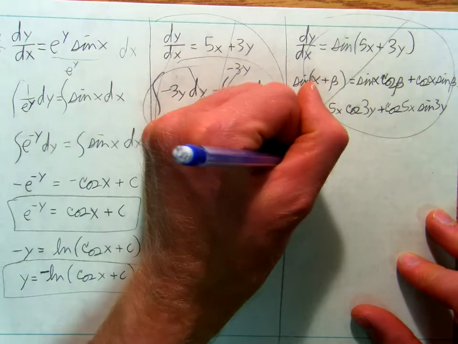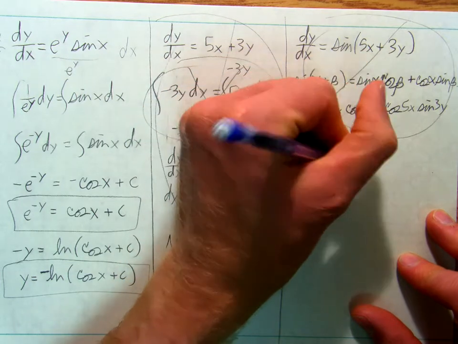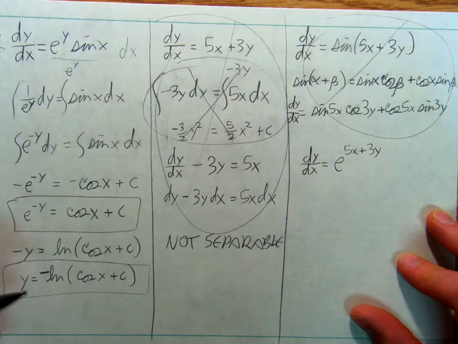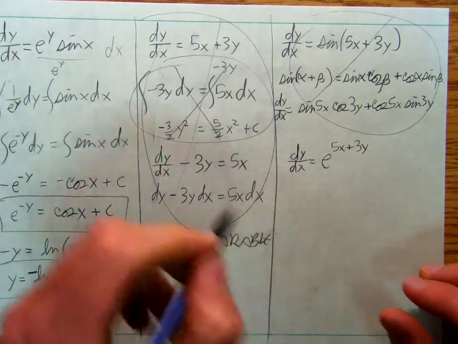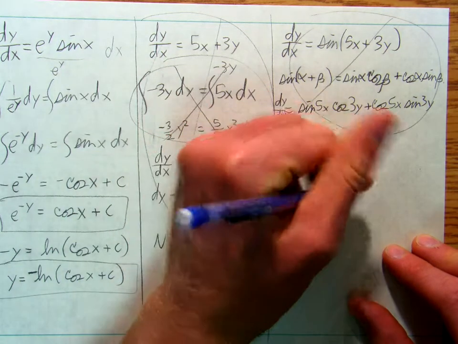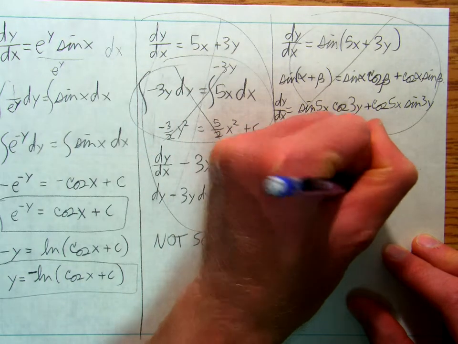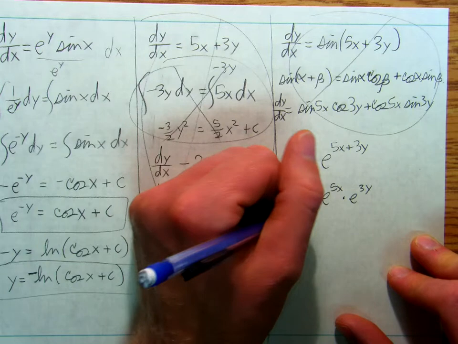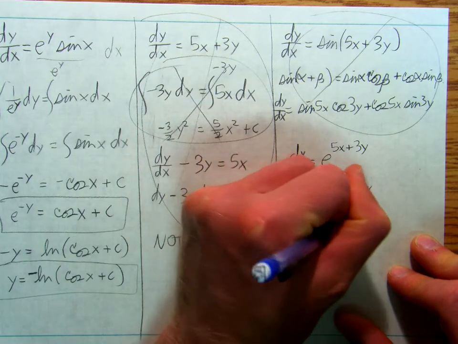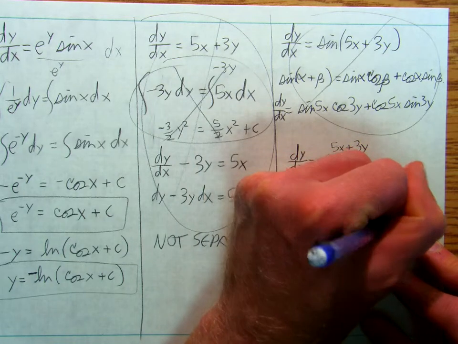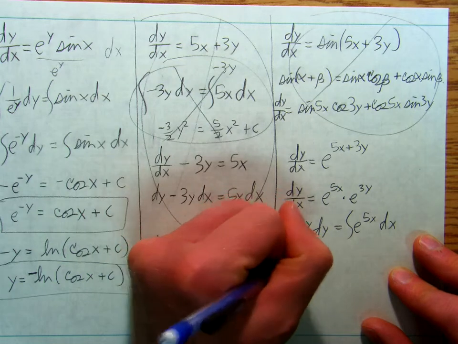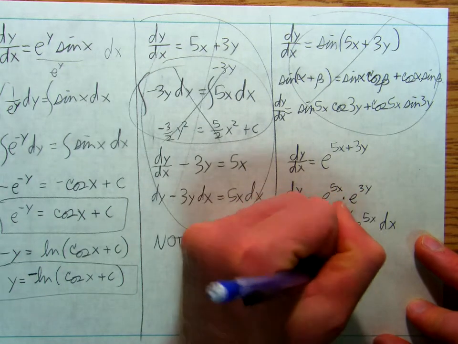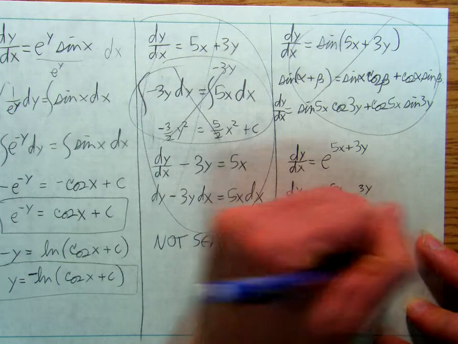So then last one that I want to do, so that one's not going to work either, right? Well, no. Because of our exponent rules, I can rewrite this like that. Bam. So then I can write e to the negative 3y dy is equal to e to the 5x dx. Integrate both of those, and I get negative 1/3 e to the negative 3y equals 1/5 e to the 5x plus c.